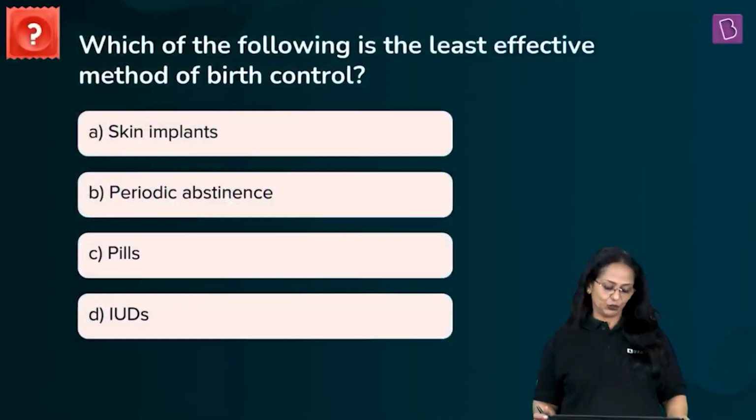A new question for you. Which of the following is the least effective method of birth control? A, skin implants, B, periodic abstinence, C, pills, or D, IUDs?